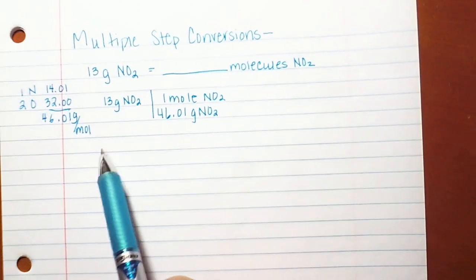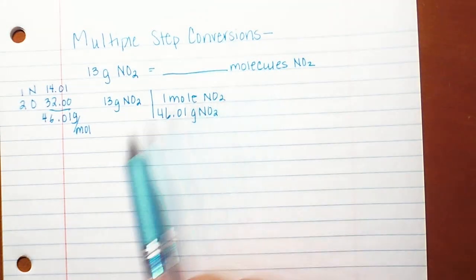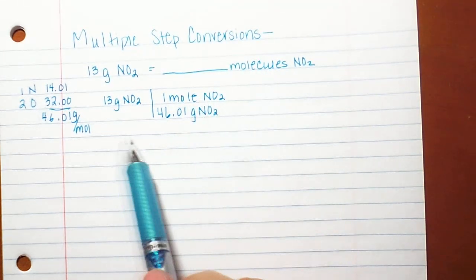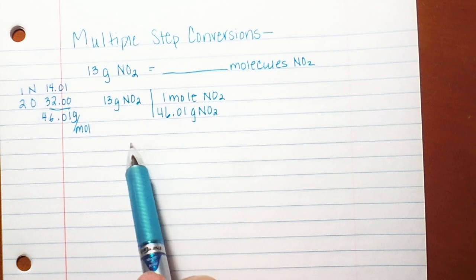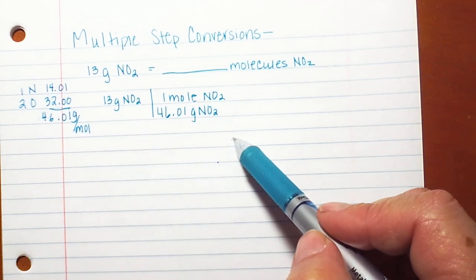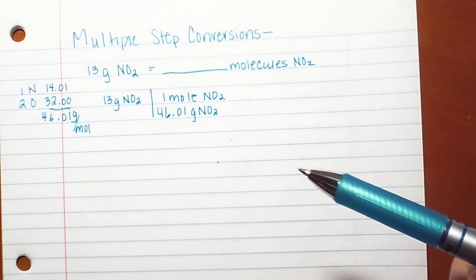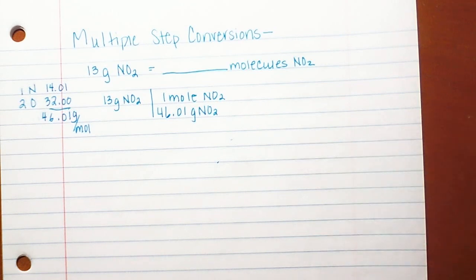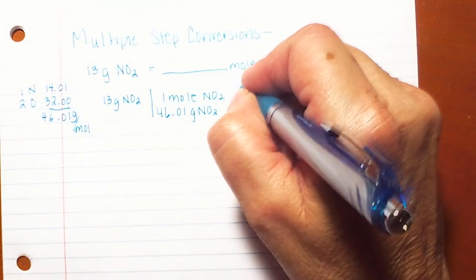down here and say, now I'm going to go from moles to molecules, right? And then I would say 1 mole of NO2 is equal to 6.02 times 10 to the 23rd molecules. But what we can do instead is we can just keep going.